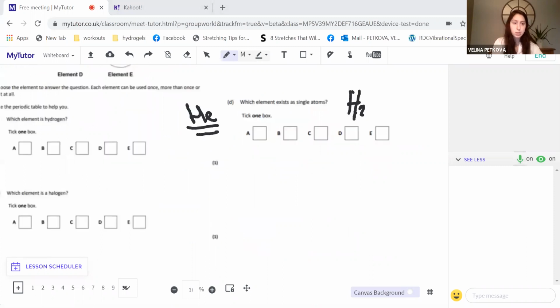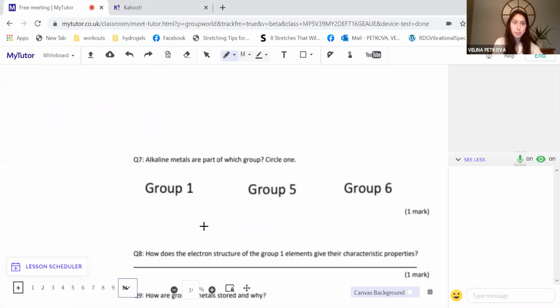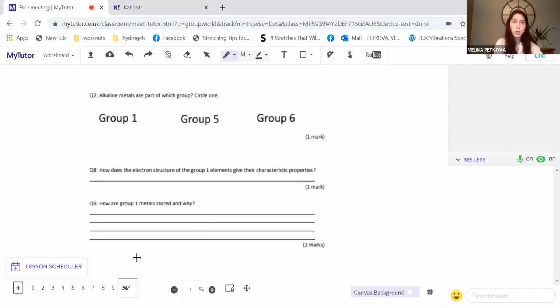That's the next question then. Alkali metals are part of which group? Great answers. So how does the electron structure of group 1 give their characteristic properties? How do group 1 metals react is what they're asking. We say that group 1 have 1 electron in its outer shell, and therefore it wants to lose this electron, and the reactivity increases down the group. Brilliant. Having 1 electron in its outer shell makes it very reactive because it's quite easy to lose 1 electron. So how are group 1 metals stored?